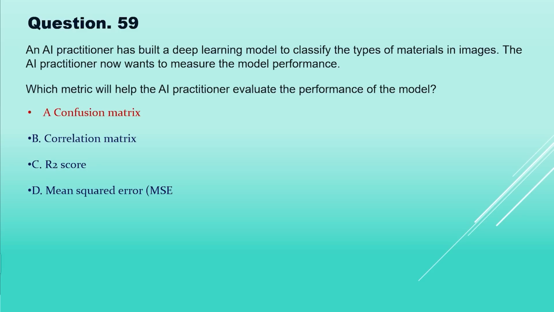So this allows the AI practitioner to understand how well the model is classifying the different types of material and helps in calculating other important metrics like accuracy, precision, recall and F1 score. So option A, confusion matrix, is the correct answer here.